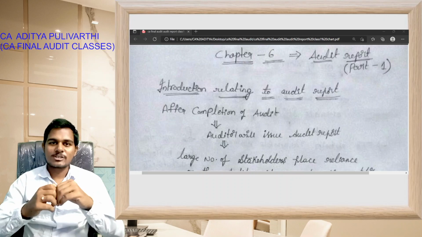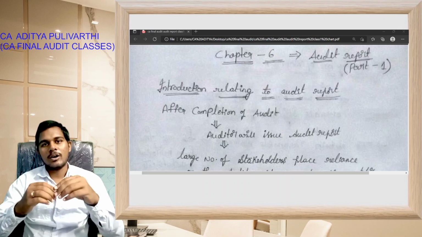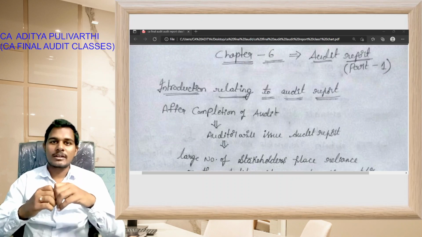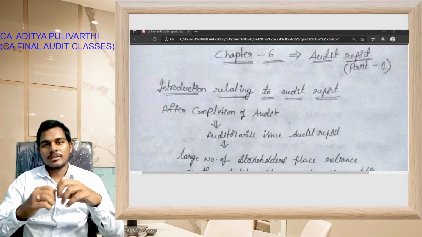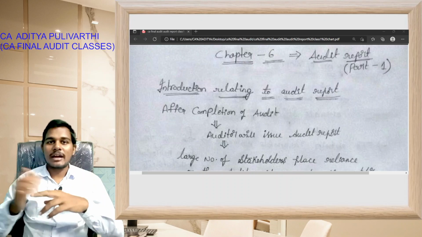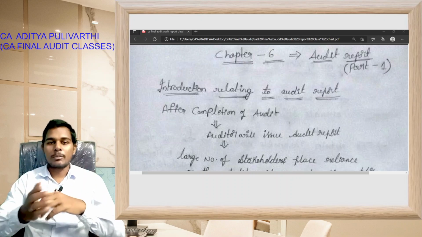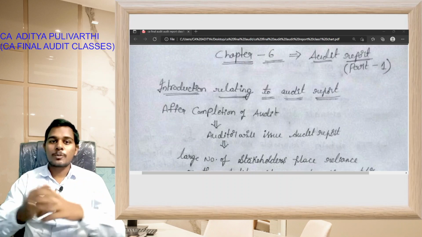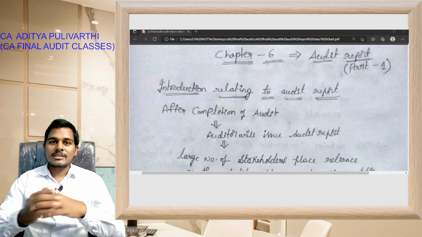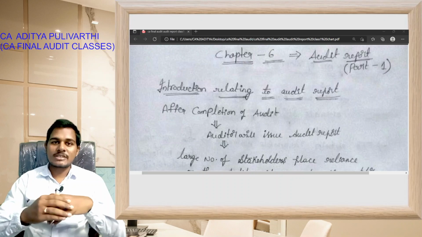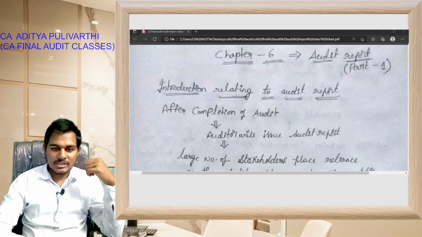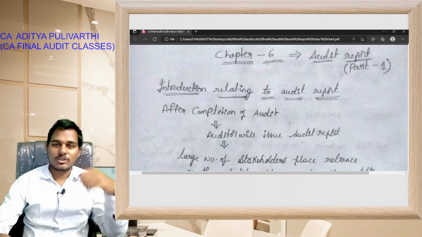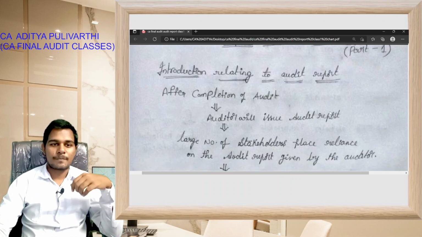In the last class, we discussed the audit report, chapter number 6 of the CA Final ICA study material. Today I am going to provide you charts relating to the chapter discussed yesterday. Okay, let's see. Chapter number 6, audit report part 1.